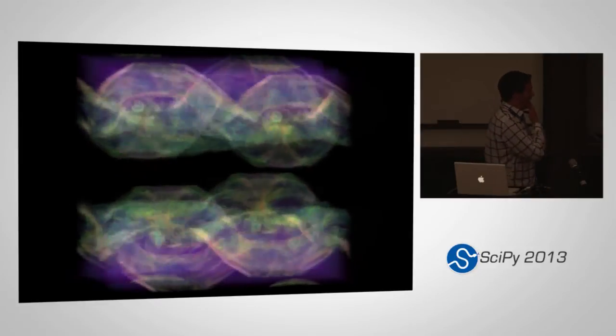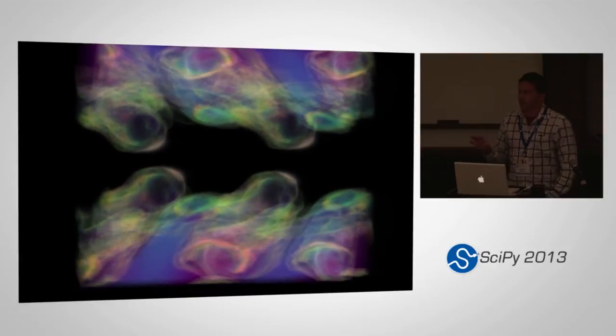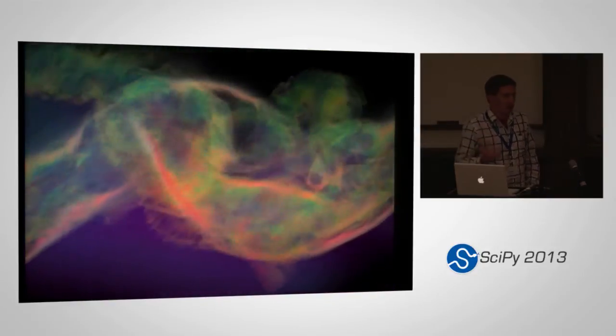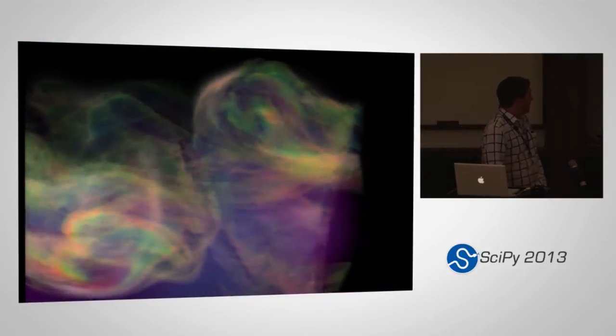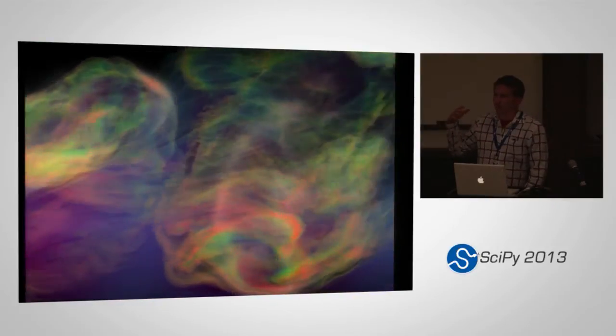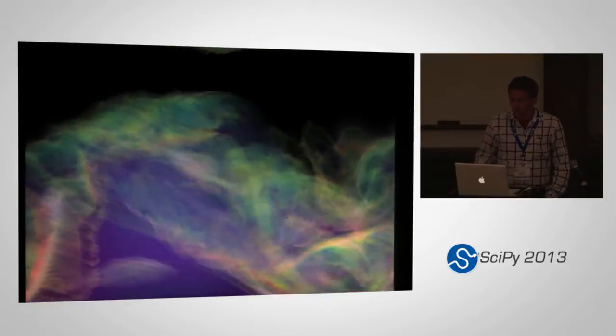So this is a Kelvin-Helmholtz instability simulation, and this kind of just spins around and views a single snapshot in time. Each frame here took about five or six seconds, but it really allows you to get in there and visualize these really complex instabilities and secondary instabilities that are occurring in this simulation.